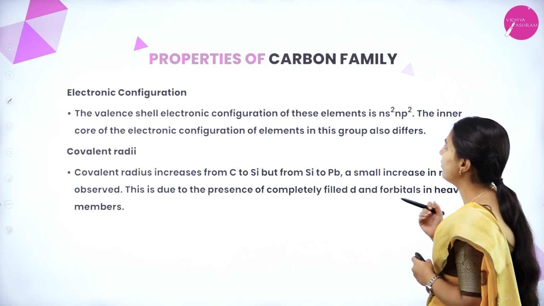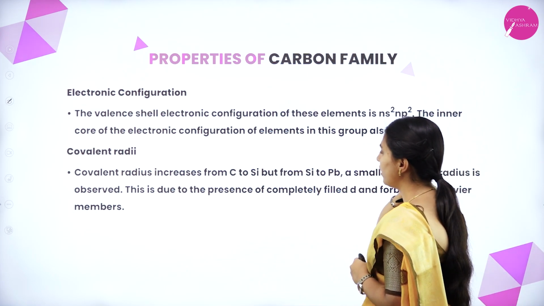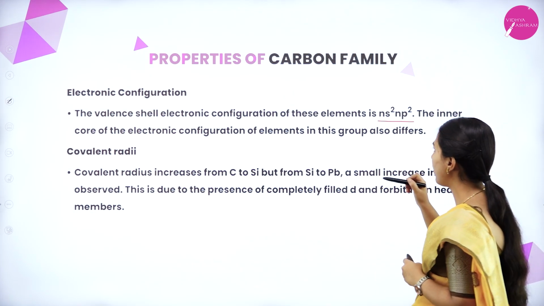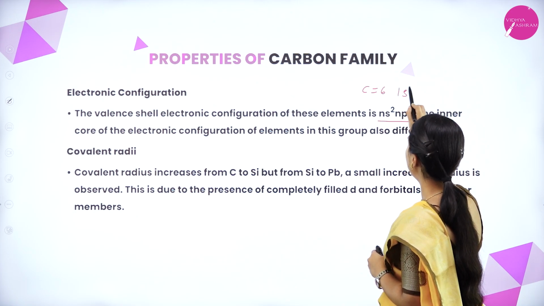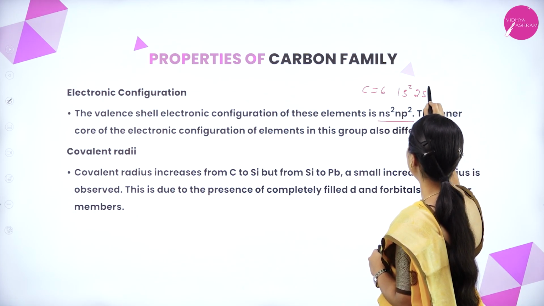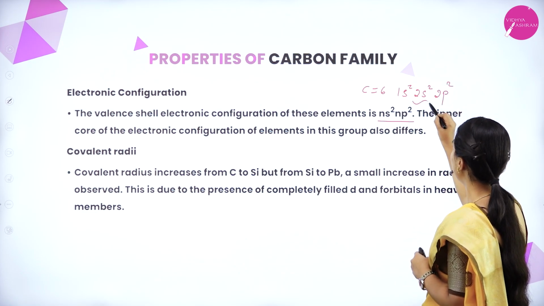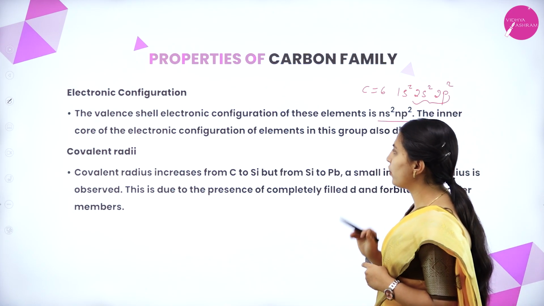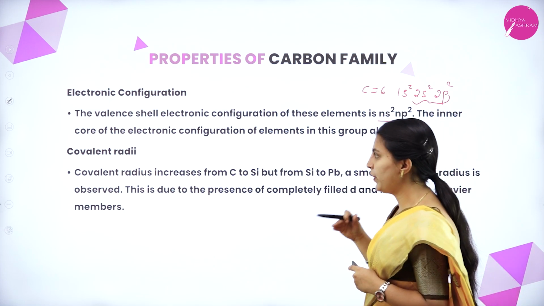Next, properties of carbon family. Electronic configuration. The valence shell electronic configuration of these elements is ns2 np2. If you see carbon, atomic number 6, 1s2, 2s2 and 2p2. These 4 electrons can be seen. The inner core of electronic configuration of these elements in this group also differs. In between it will differ.